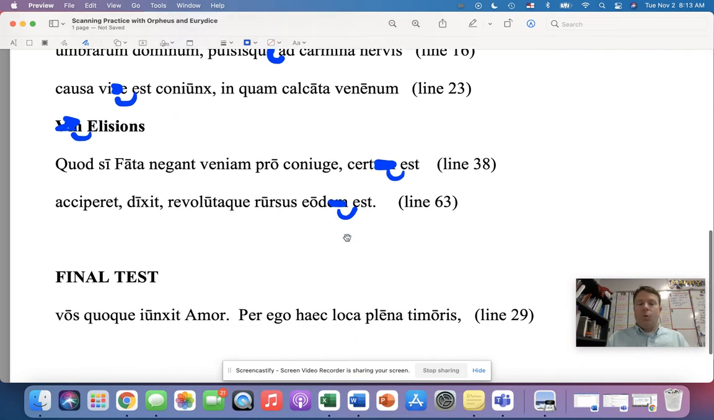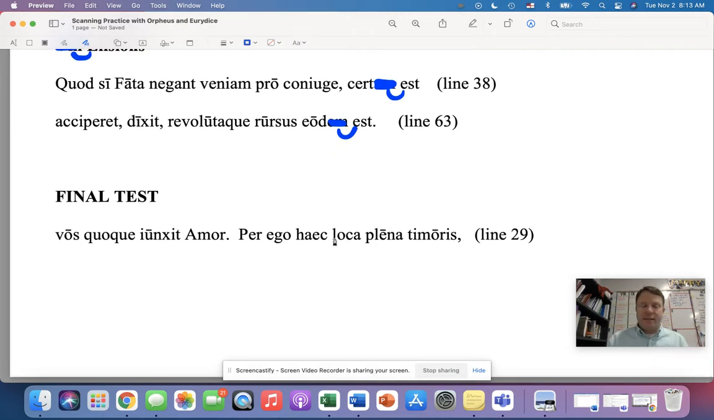Okay, now one final test. This is kind of putting everything together. Scan this line. Can I give you a hint here? Look how long it is. Probably a lot of dactyls, right? Because dactyls are 3 syllables, spondees are just 2. So there's probably a lot of dactyls, or maybe there's a bunch of elisions. Who knows? All right, give it a shot. Pause it. Let's go.